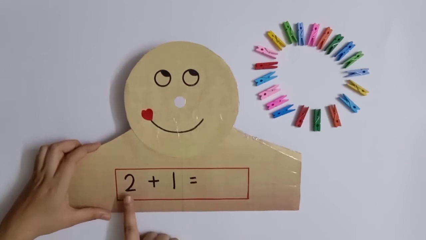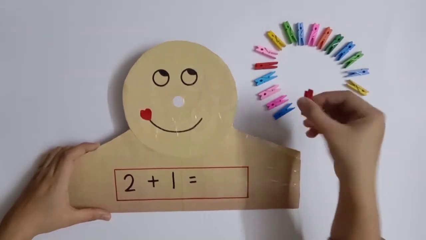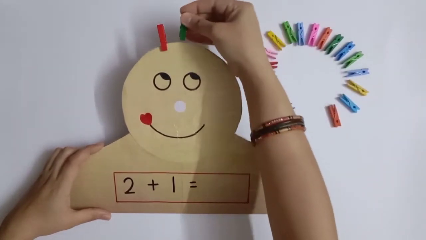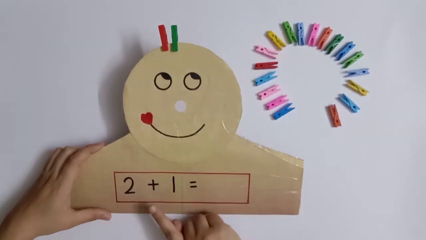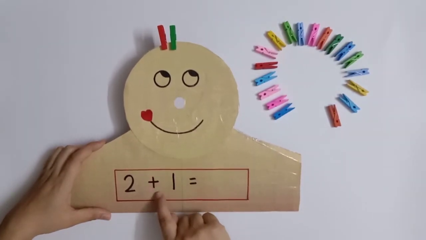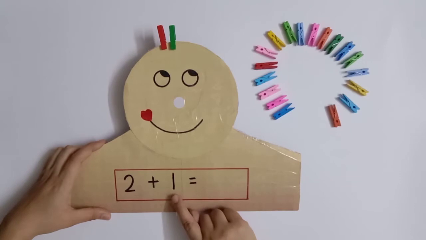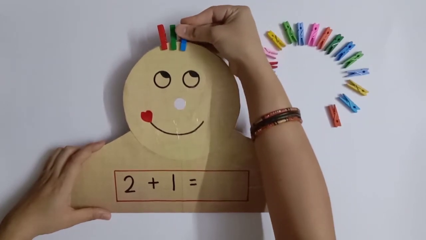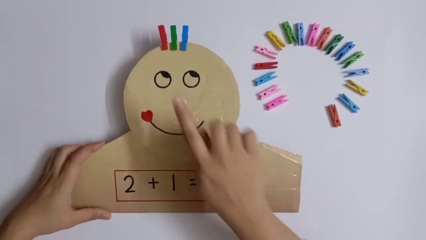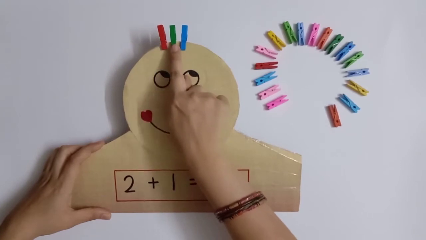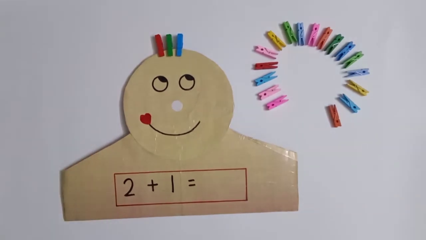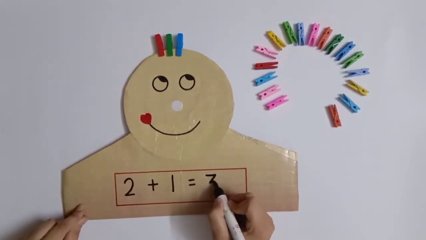So the first number is 2. So the child will take the first page, 1, and another page and count it as 2. Now the child will see that this is an addition sign and the next number is 1. So the child will add one more page here. So take this one page and clip it here like this. Now the child will count these ones, 1, 2, 3. So 2 plus 1 equals 3. So the child will write 3 here as 3 becomes the answer.